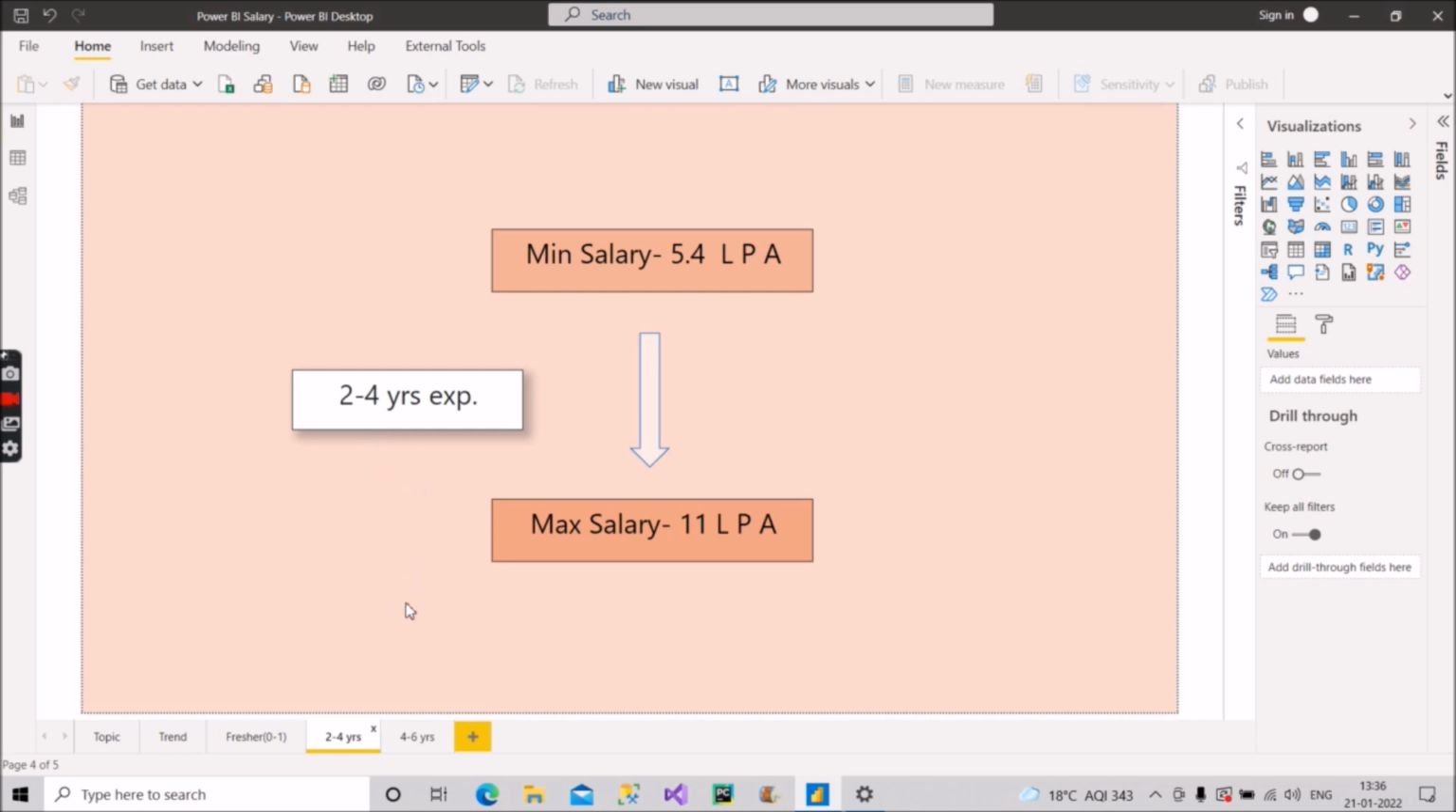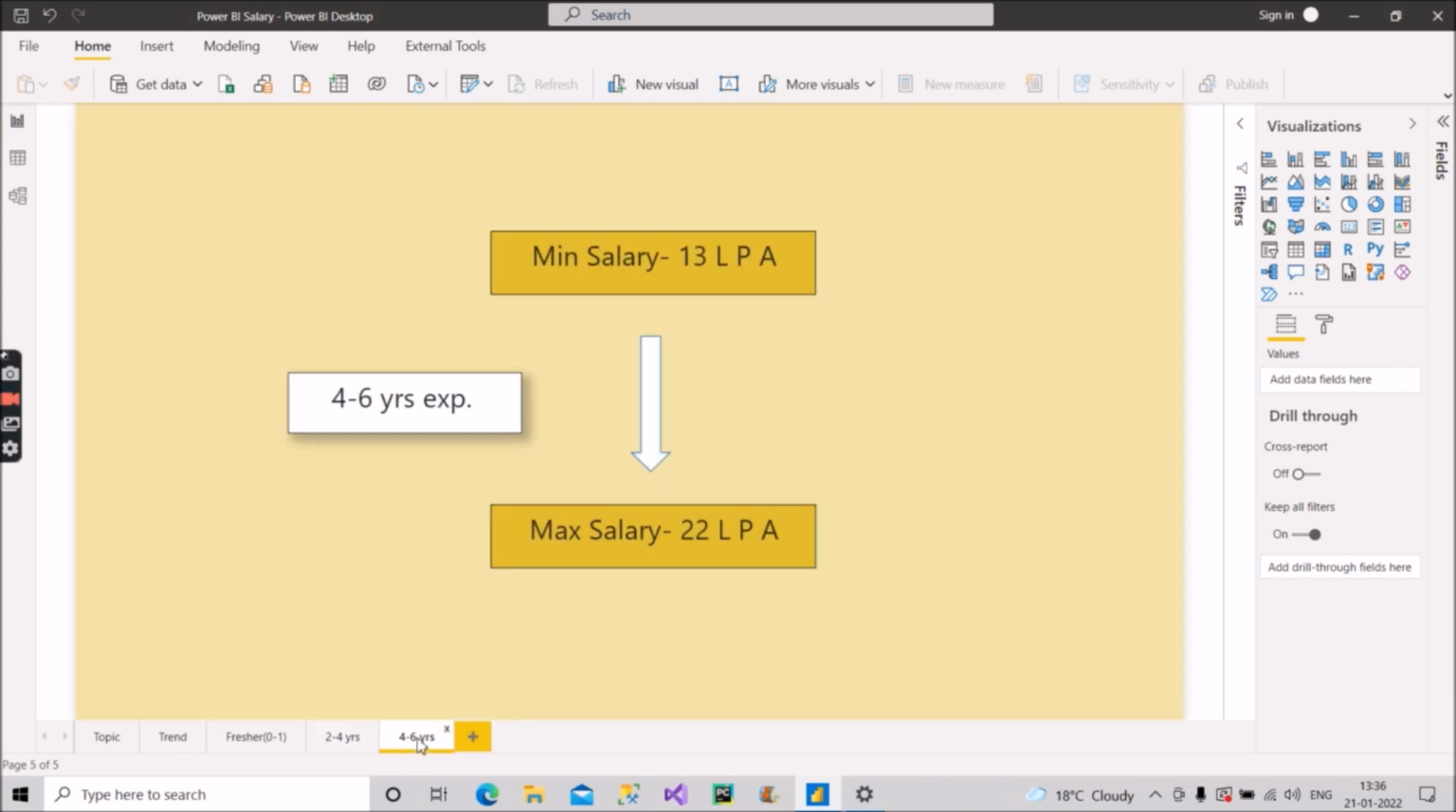Now let's move to the 4 to 6 years experience range and see the salary range. If you have relevant experience of 4 to 6 years, the minimum salary you can expect is 13 lakhs per annum, as you can see here. The maximum salary you can expect from different big companies is 22 lakhs per annum. I have recently seen a person who switched to a different company and is getting this much as a Power BI developer.